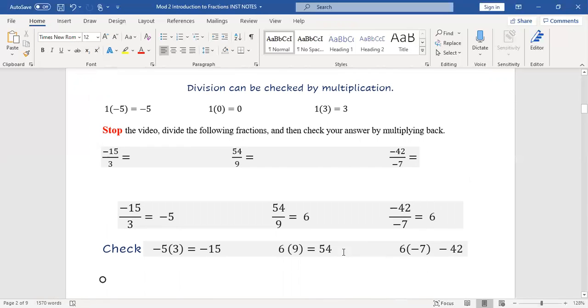54 divided by 9 equals 6. And I can check that back by multiplication by taking 6 times 9 to get 54. Then my last fraction was -42 divided by -7. A negative divided by a negative is going to give me a positive number, +6. And I can check that by taking +6 times -7 to get what the numerator was, -42.